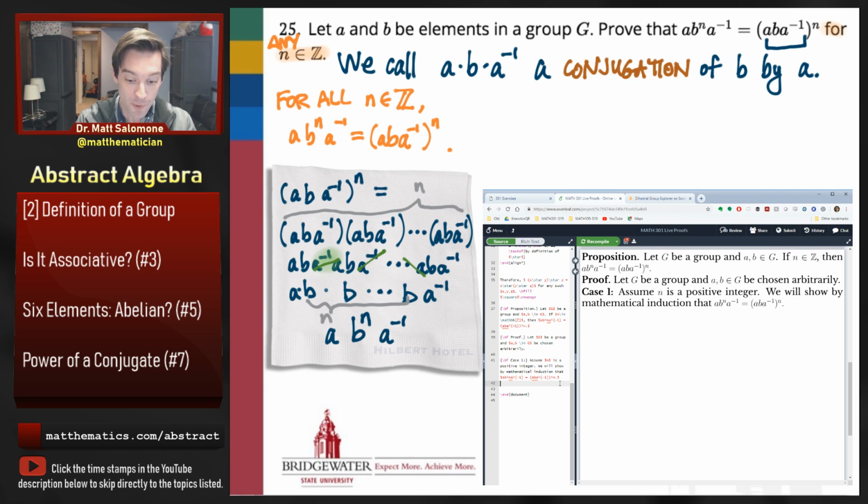So now to do it, we'll use mathematical induction. My base case for the induction on n being positive integers will be the case when n is equal to 1. But then when n is equal to 1, this equation just becomes A times B to the 1 times A inverse equals A times B times A inverse. And that's the same thing as the quantity A times B times A inverse to the first power. And we are done.